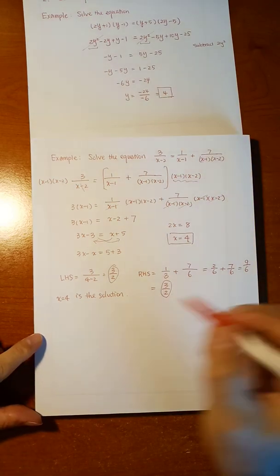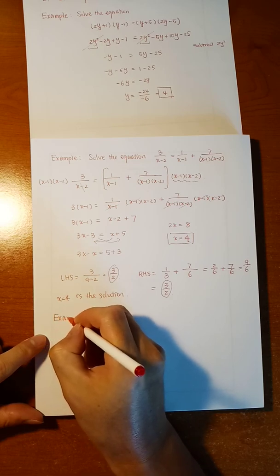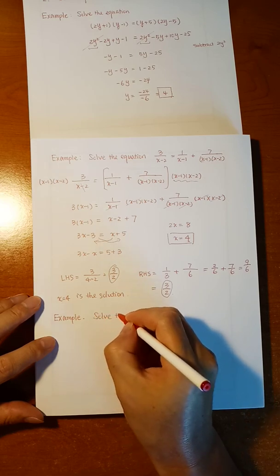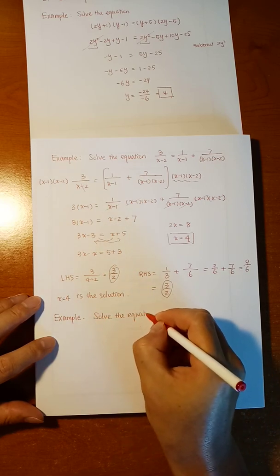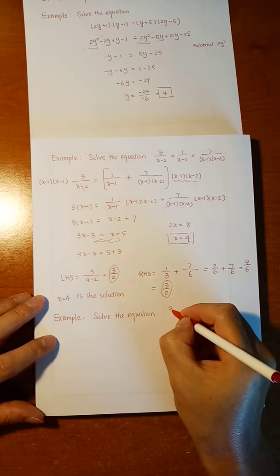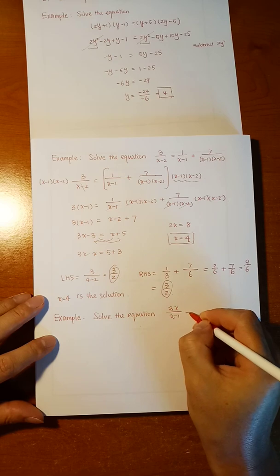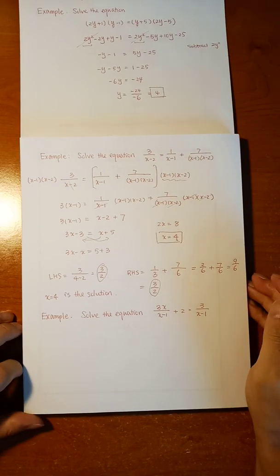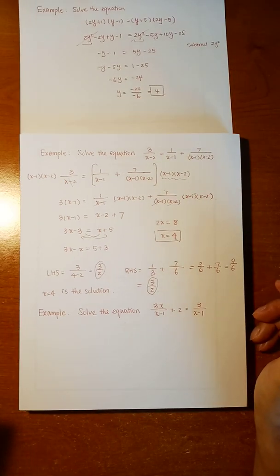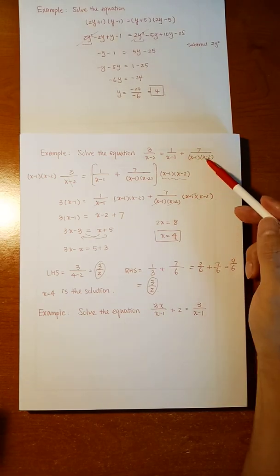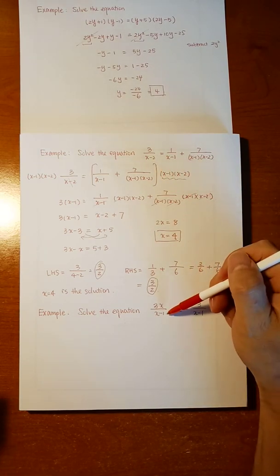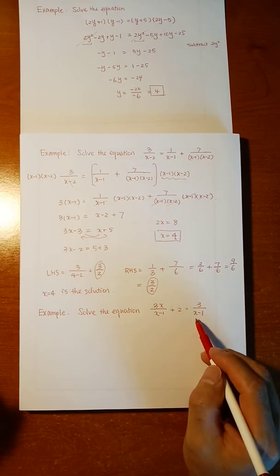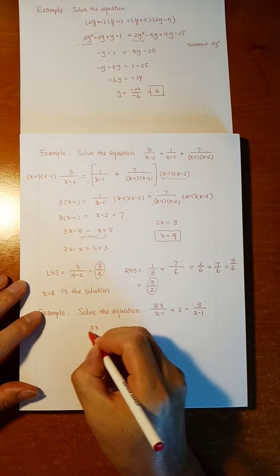Let's continue. Solve the equation: 3x over (x minus 1) plus 2 is equal to 3 over (x minus 1). Okay, so this problem is similar to the previous problem. The denominator involves the variable x. Fortunately, they share the same denominator, x minus 1. So let me copy it here first.